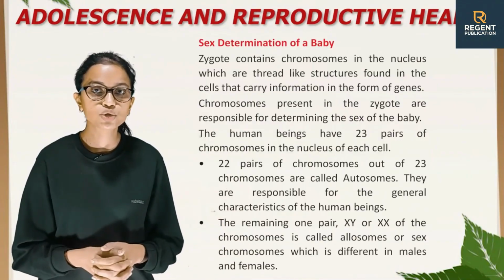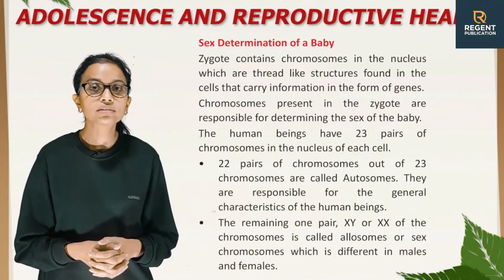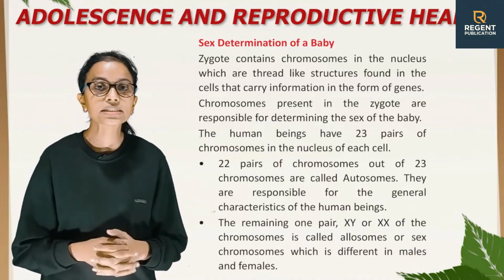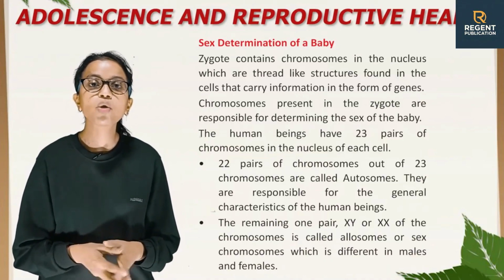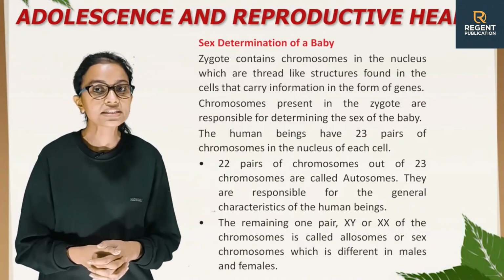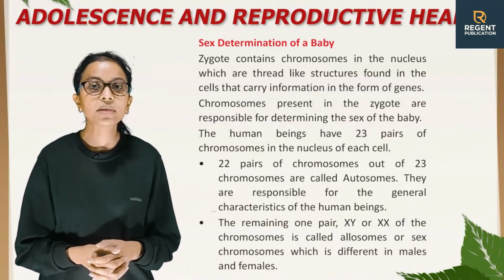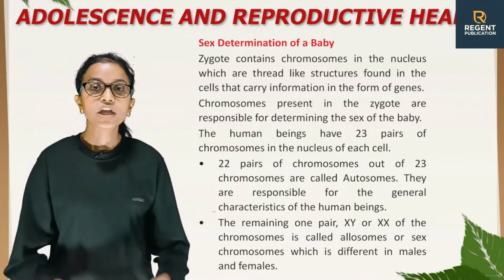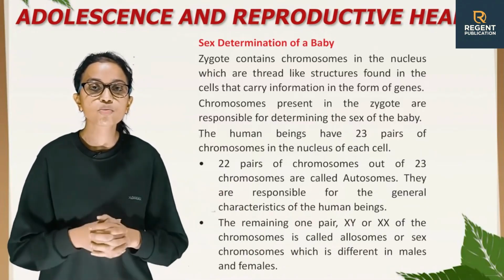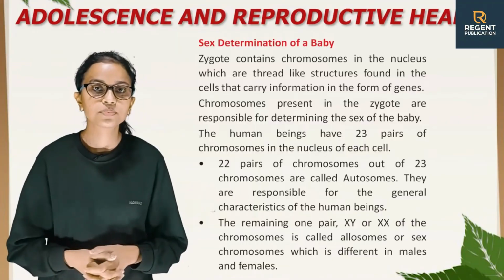Zygote contains chromosomes in the nucleus, which are thread-like structures found in the cells that carry information in the form of genes. Chromosomes present in the zygote are responsible for determining the sex of the baby. Human beings have 23 pairs of chromosomes in the nucleus of each cell.